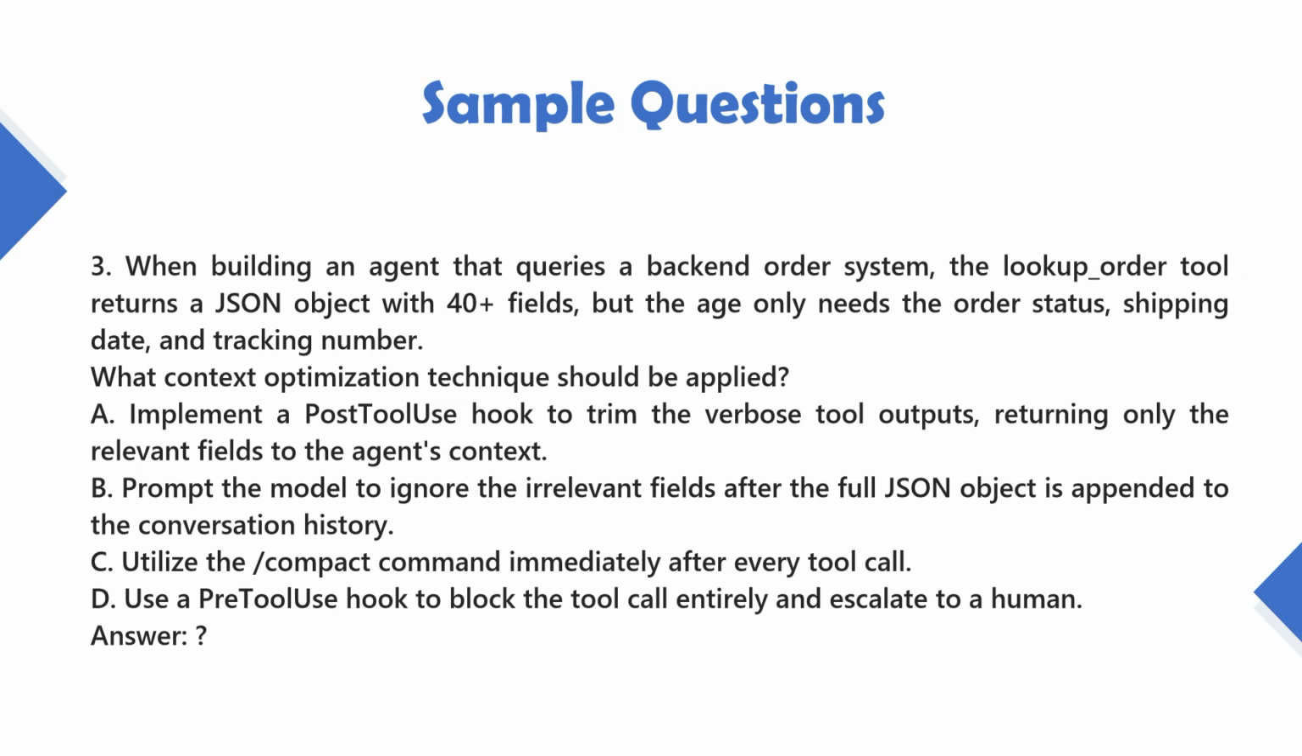A. Implement a post tool use hook to trim the verbose tool outputs, returning only the relevant fields to the agent's context. B. Prompt the model to ignore the irrelevant fields after the full JSON object is appended to the conversation history. C. Utilize the compact command immediately after every tool call. D. Use a pre-tool use hook to block the tool call entirely and escalate to a human.